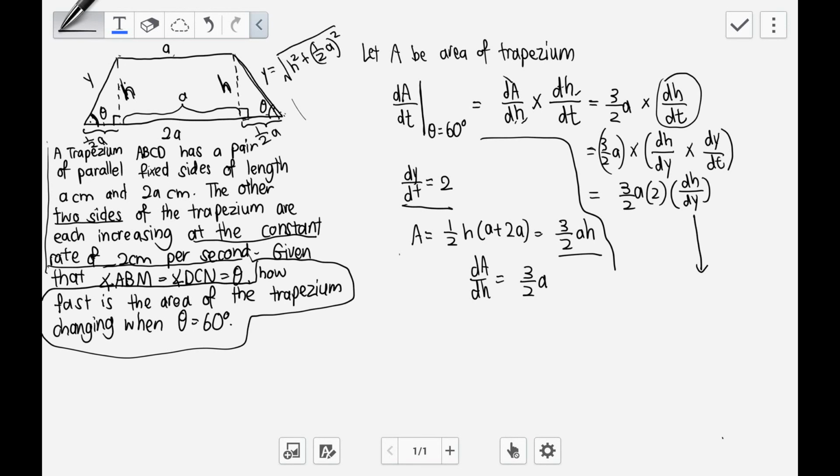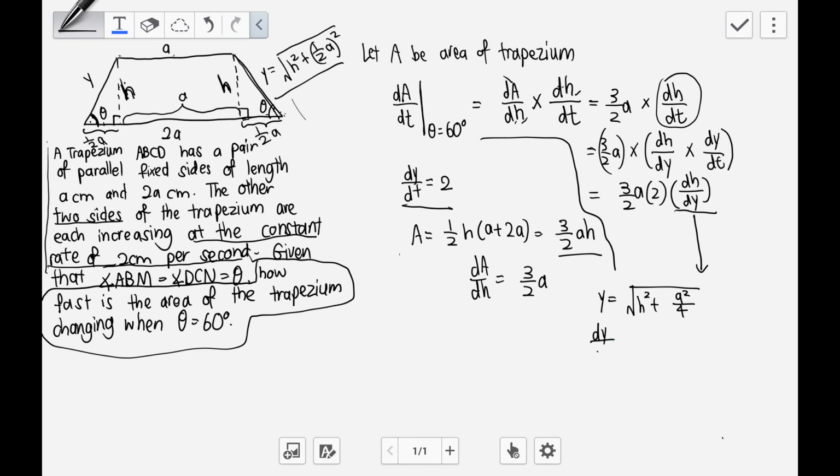So the equation connecting y and h is this. y equals the square root of h square plus a square over 4, since half a, the whole thing squared, is just a square over 4. So then I would find dy dh. What I need is dh dy, but I can find dy dh and then invert it.